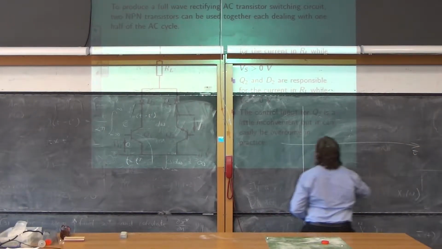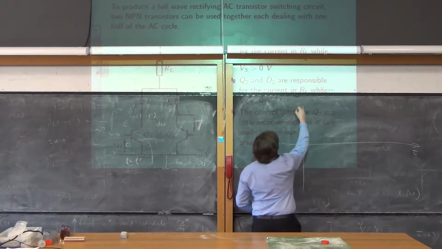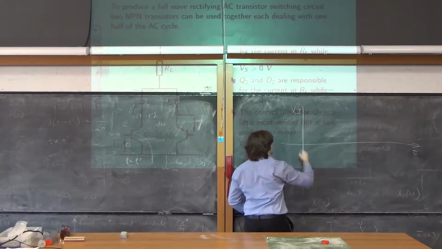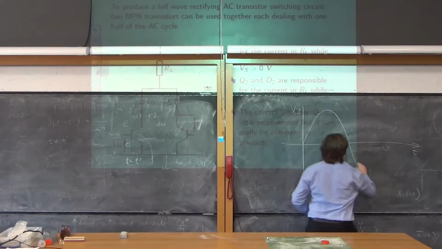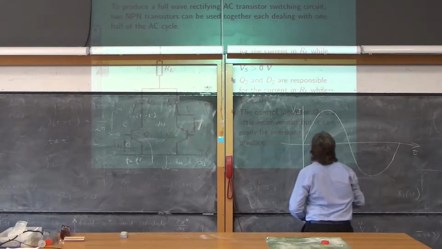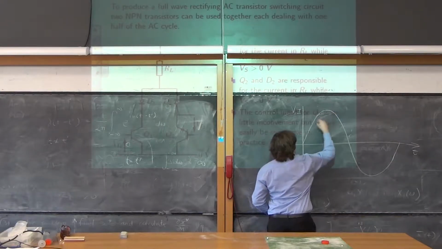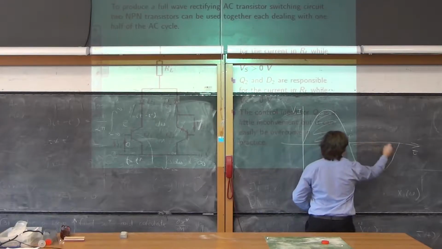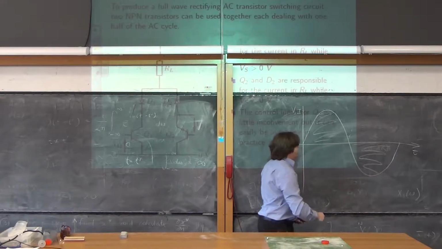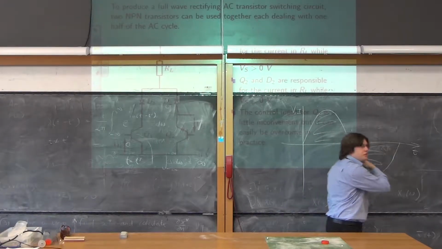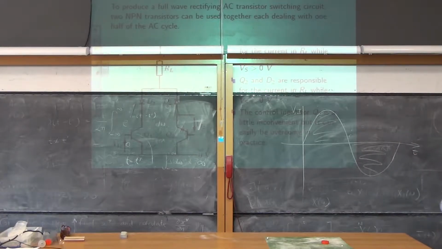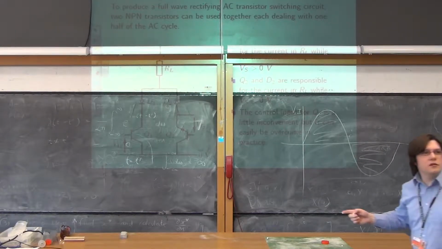this will be time, this will be, you can either have it as V or I, it doesn't really matter, it looks the same. So I'll have some waveform like this, and D1 and Q1 will be doing this bit, and D2 and Q2 will be doing that bit. And you switch them alternately at just the right time and frequency to make sure that they each do the bit of conducting they're supposed to.